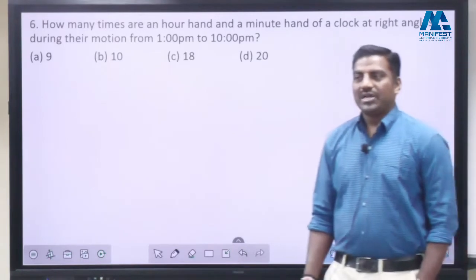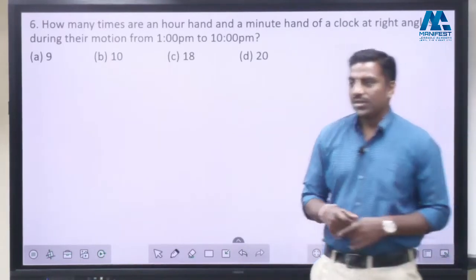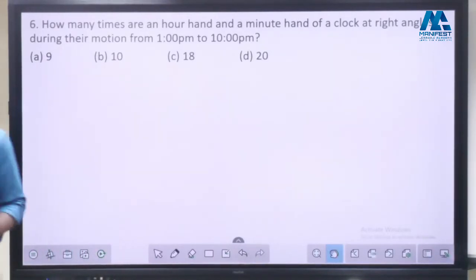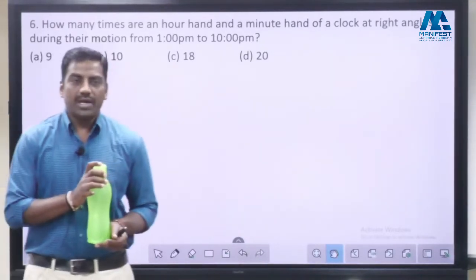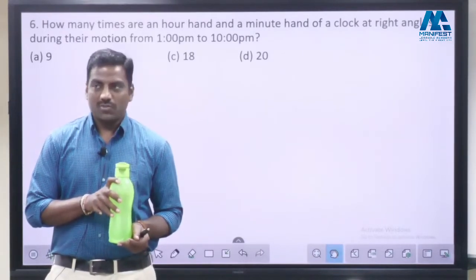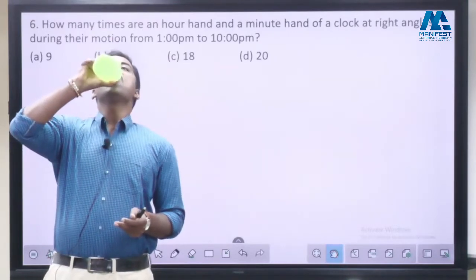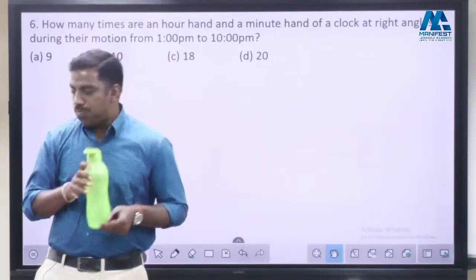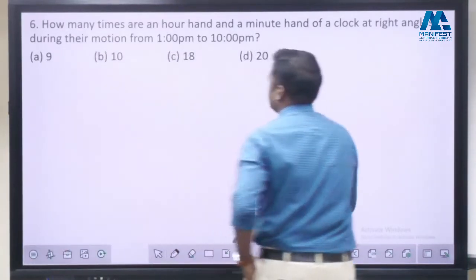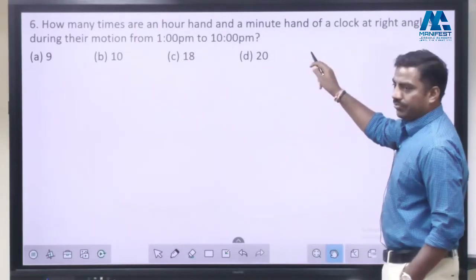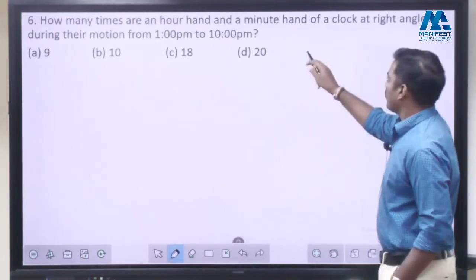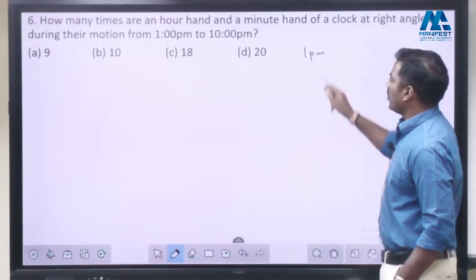See, what is the reference time for 90 degree? 3 o'clock or 9 o'clock? So you can easily imagine the position of the minute hand and hour hand at 3 o'clock and 9 o'clock. But they have not asked exactly 3 o'clock and 9 o'clock. So somewhere the odd times. So from where? 1 p.m. to 10 p.m.